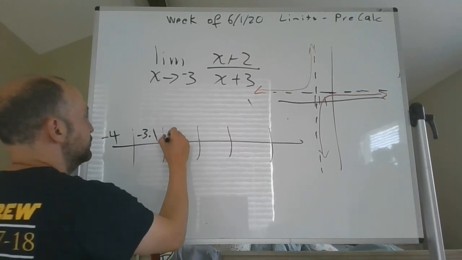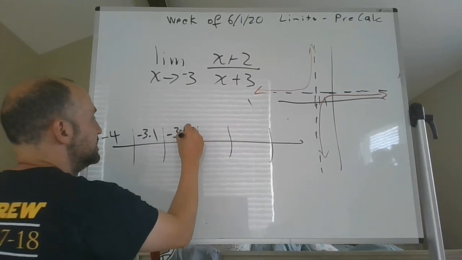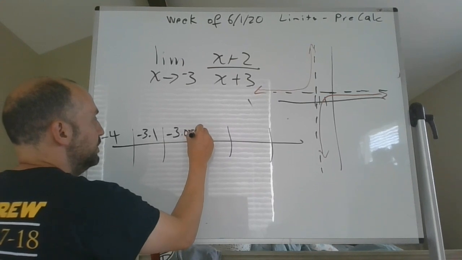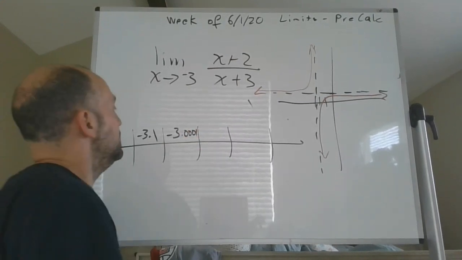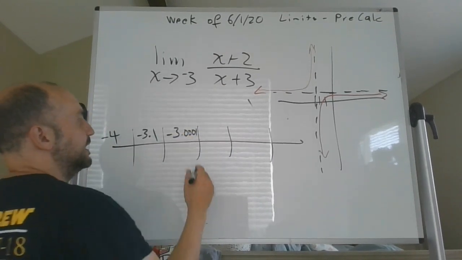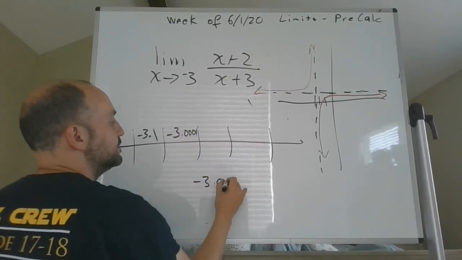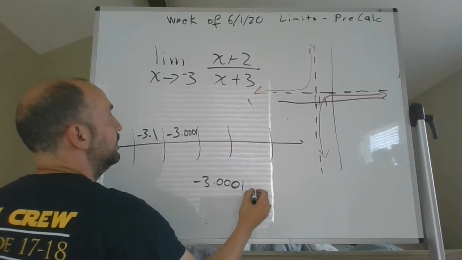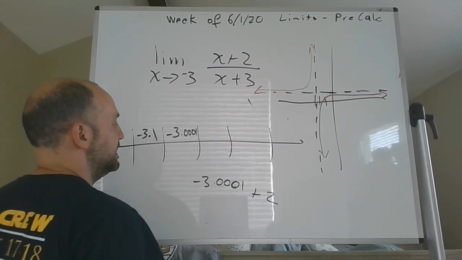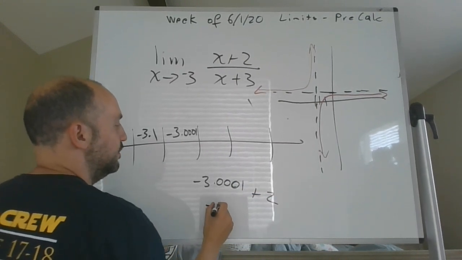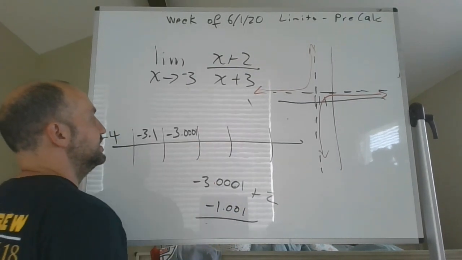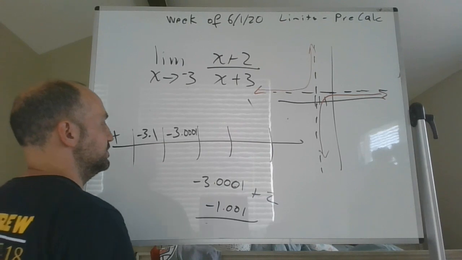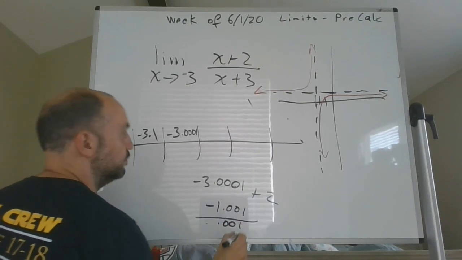Okay, let's do it for sure now. Negative 3.0001. Yeah, obviously we can get even closer, but let's just try that, okay? So I'm going to plug that in and see what I get. Negative 3.0001 plus 2 is going to get me negative 1.001 over, and then negative 3.0001 plus 3 is going to get me 0.001.